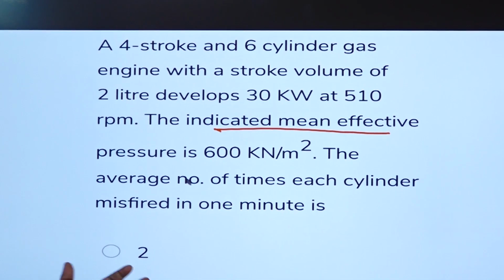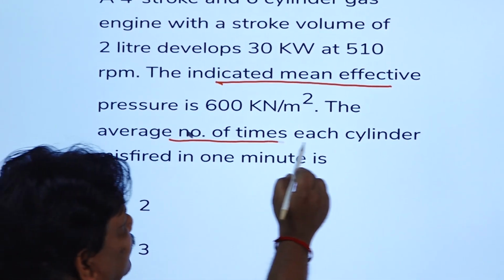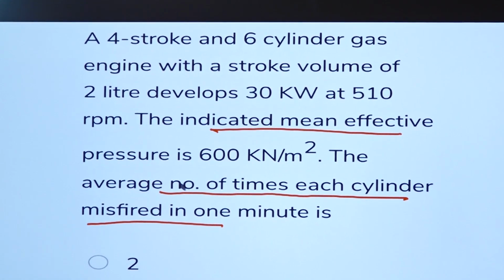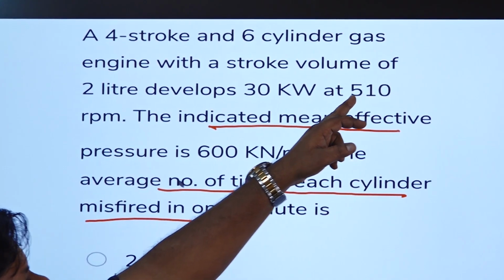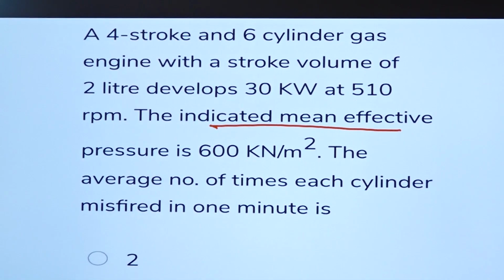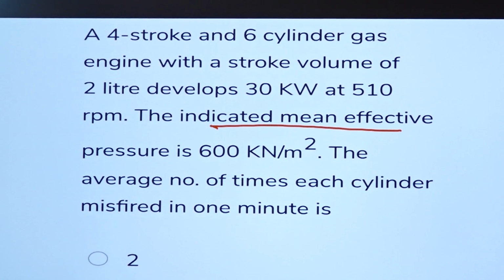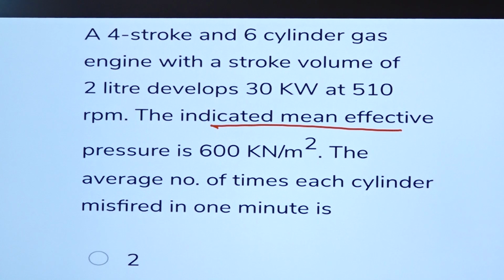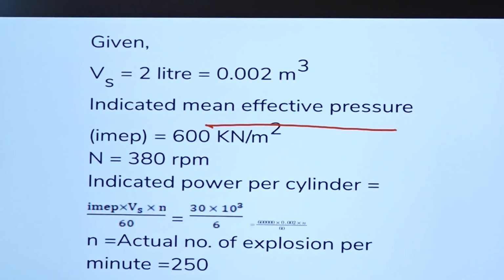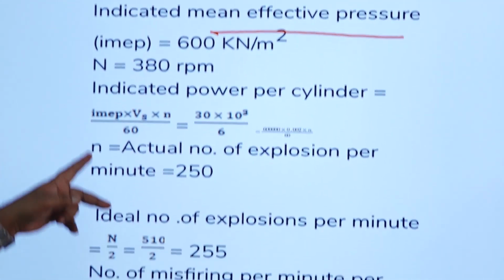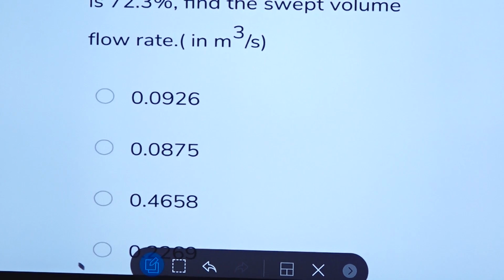So this is nothing but the number of times each cylinder misfired. Already we know that the speed is around 510 rpm. For a 4-stroke engine it is N divided by 2, so you will get 255. Minus the value from the calculations, around 250, that is the actual number of explosions per minute. When you subtract these two, you will get the number of misfirings.